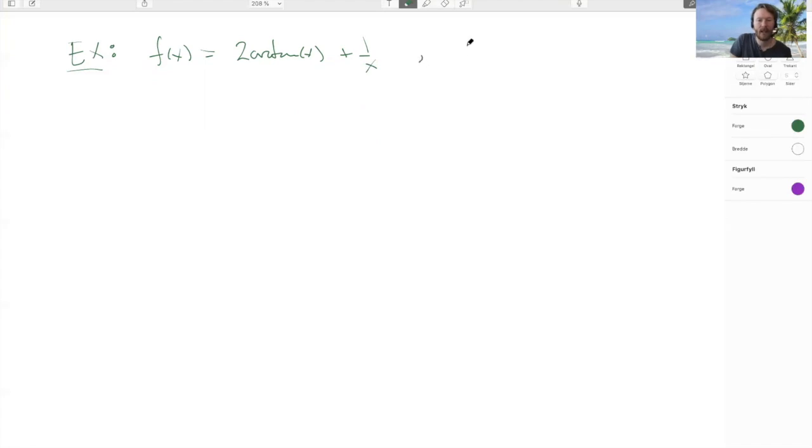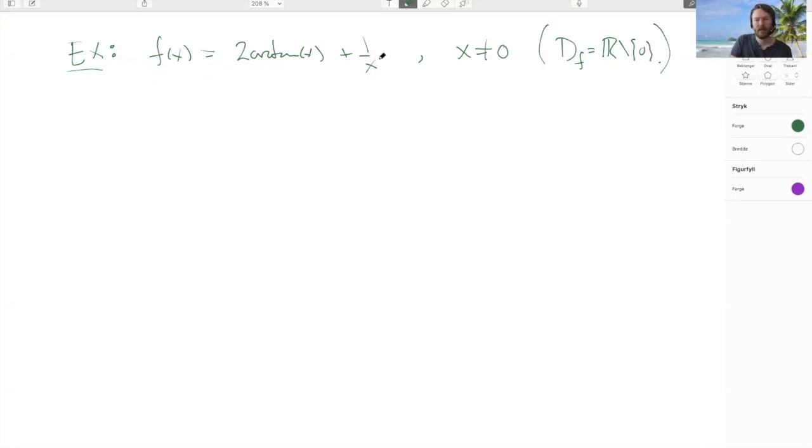And here it's kind of clear that x should not be 0. So that's taken out of the domain. And we know that the arctangent is defined on all of R. So you could say that the domain of f is R minus 0. That's basically what we mean by that.